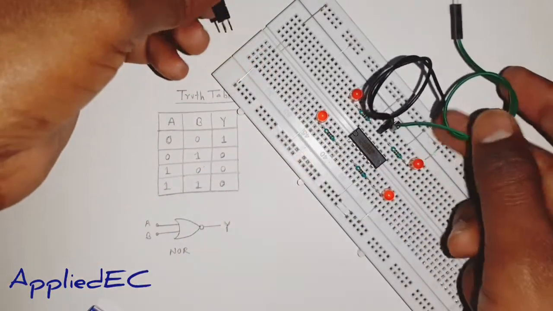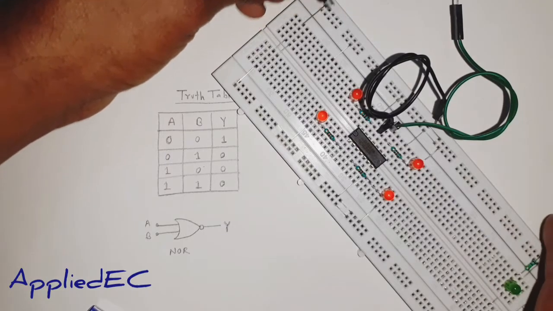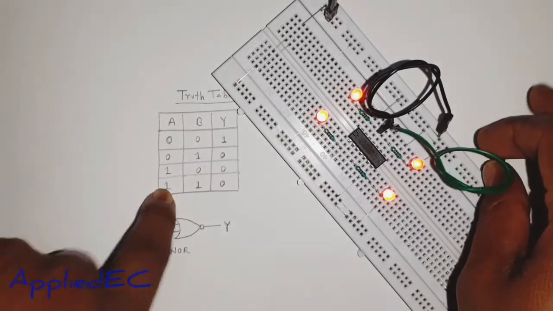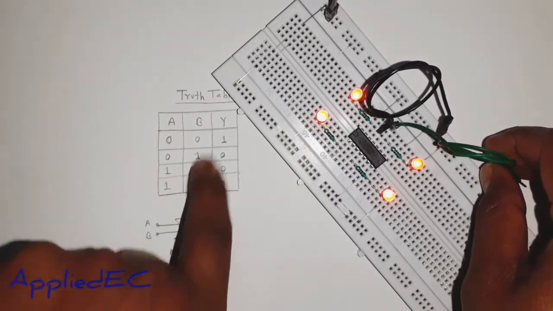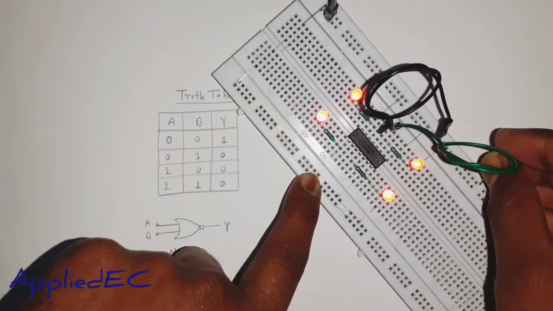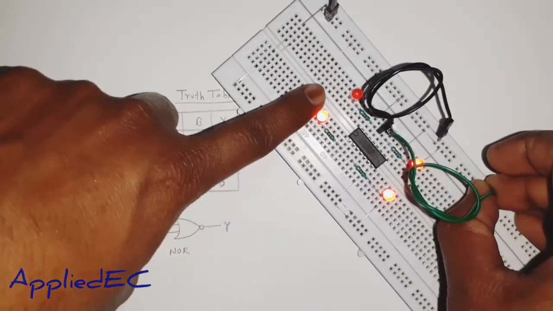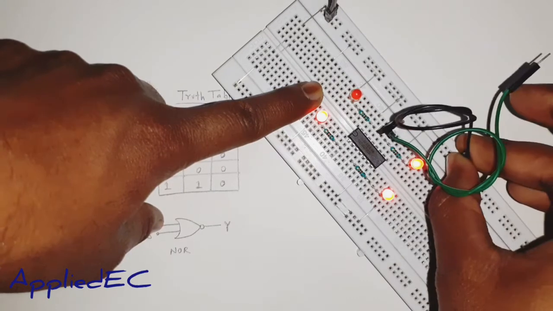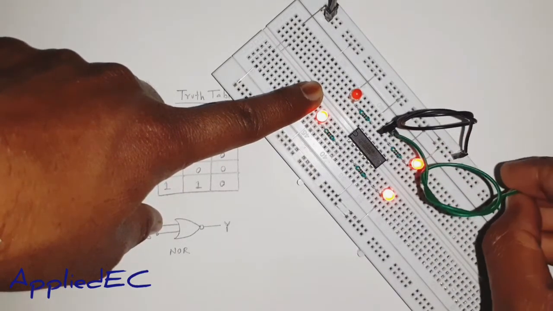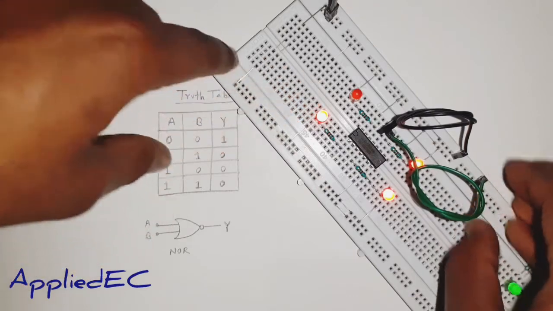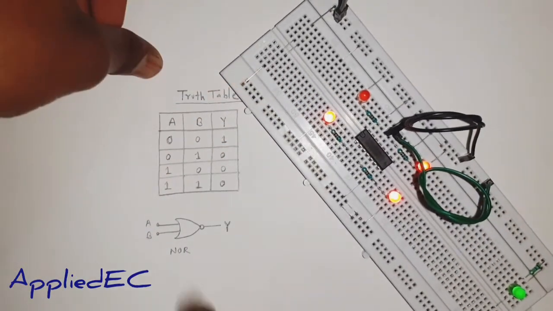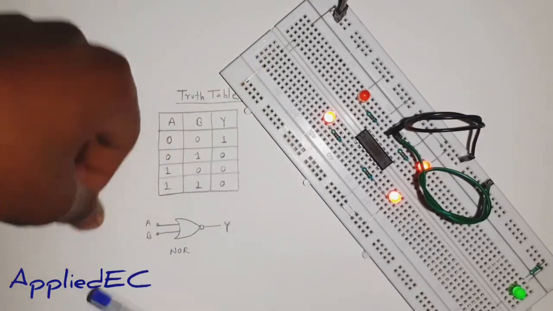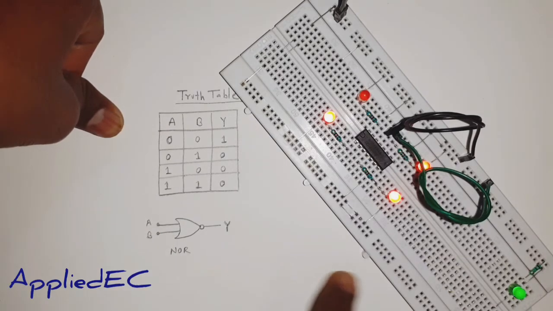Both inputs are 0. So now it is 1. So I'm going to connect either one of the inputs as 1, then the output will be 0. So the LED turns off. If I do it for the other input, then also the LED turns off. If I do it for both the inputs, then it also turns off. So this explains this truth table also. So this is the complete NOR gate operation. We can do it with transistors also, so that I explained in another video.